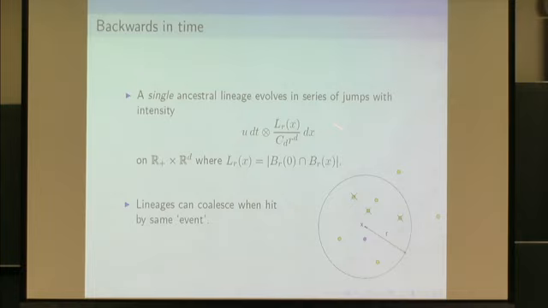So the reason this is correct, I encourage you to work it out for yourselves, is that when an event falls, the position of the ancestral lineage is uniform on the event, the position of the parent is uniform on the event, and you're looking at the distance between those. So a single ancestral lineage will just move around in a series of jumps, and I promise this is the right intensity for that series of jumps, but importantly, in this setting, they're bounded. And lineages can coalesce when they're hit by the same event.